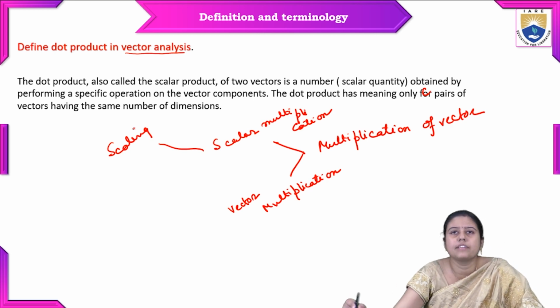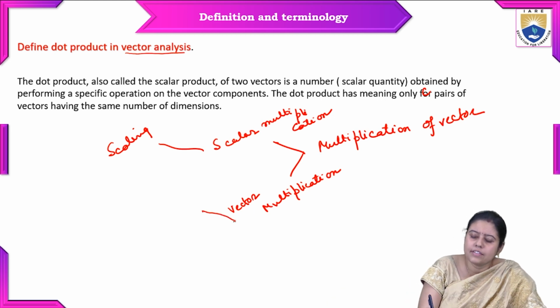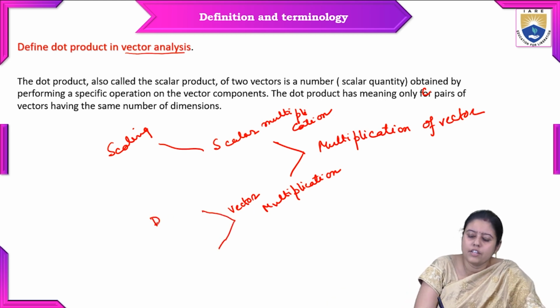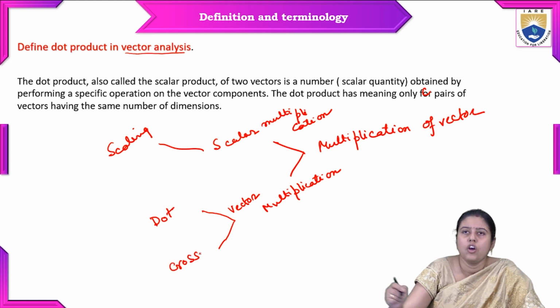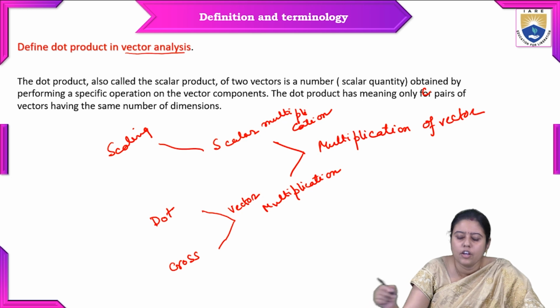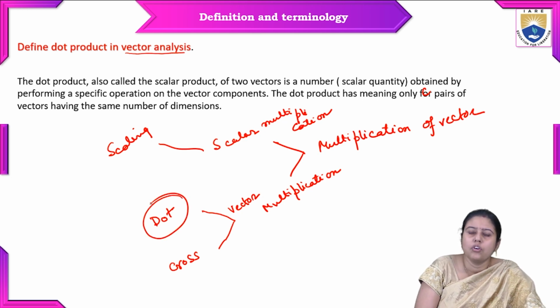In scaling, we multiply the vector with a constant value, like 1, 2, 3, minus 1, minus 2, minus 3, any natural number. Vector multiplication is again of two types. One is called the dot product and the other is known as the cross product. So now our main question is, what is the dot product?